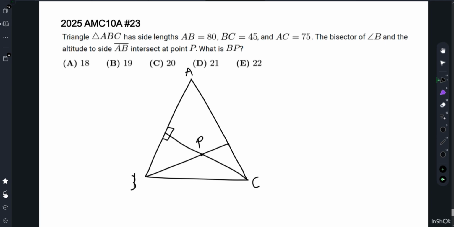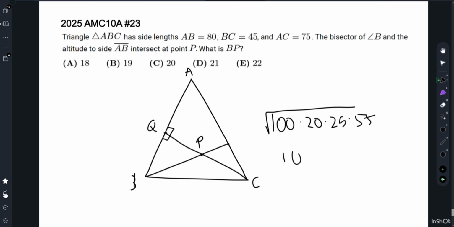Okay, so now let's let this angle be Q. Okay, point BQ. So let's first find the area of ABC. So the area by Heron's formula, we know that the semi-perimeter is 100, by adding them all up and dividing by 2. And we have to take the square root of this times 20 times 25 times 55.